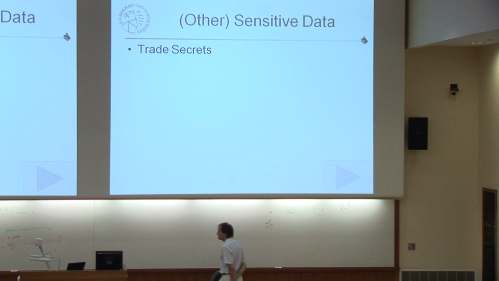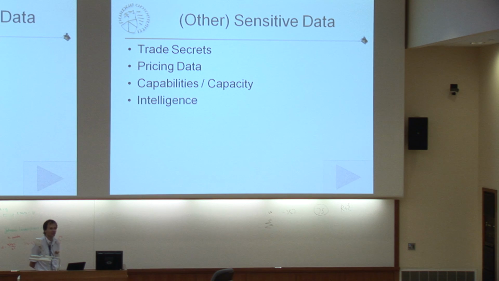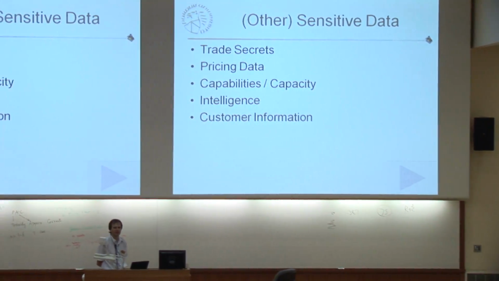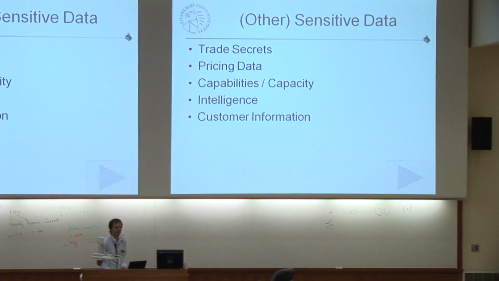There are other types of sensitive data which people are willing to pay more to protect: trade secrets, pricing, capabilities, intelligence information, customer information. These are things that people are willing to pay to protect. So if you're looking at privacy technology in machine learning, you might want to look at applications in this area. That's more likely to get corporate funding anyway.